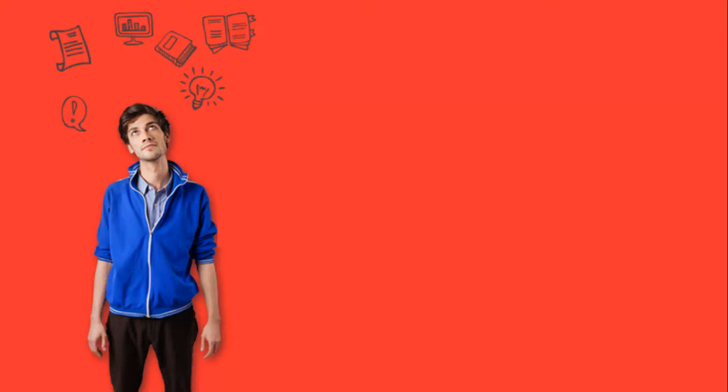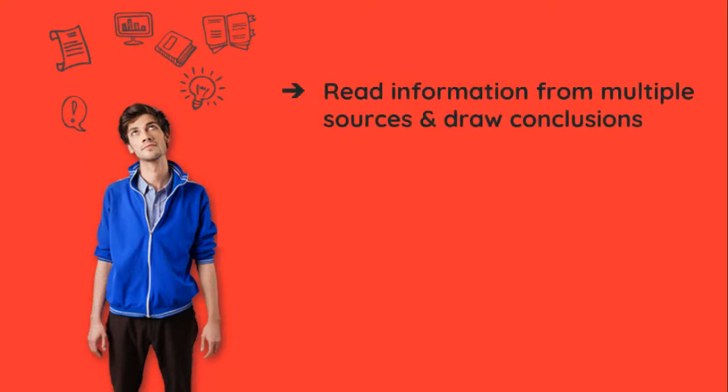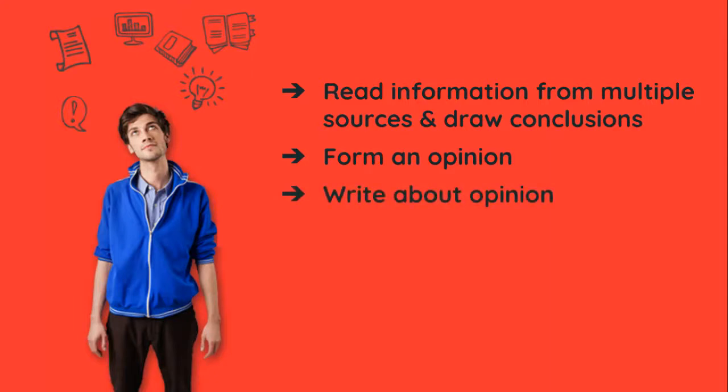Students are often asked to read information from multiple sources and draw conclusions. Students then form an opinion based on the information gained from the sources and based on the information the writer already has on a topic. Next, students are asked to write about that opinion in some type of academic writing.